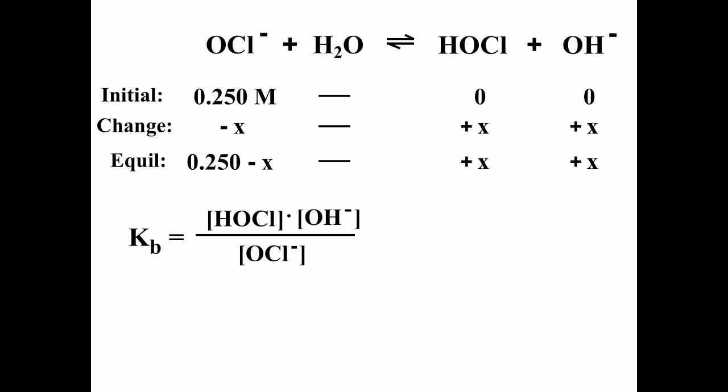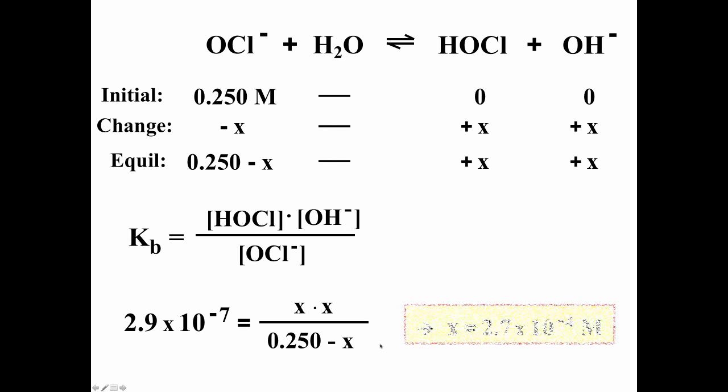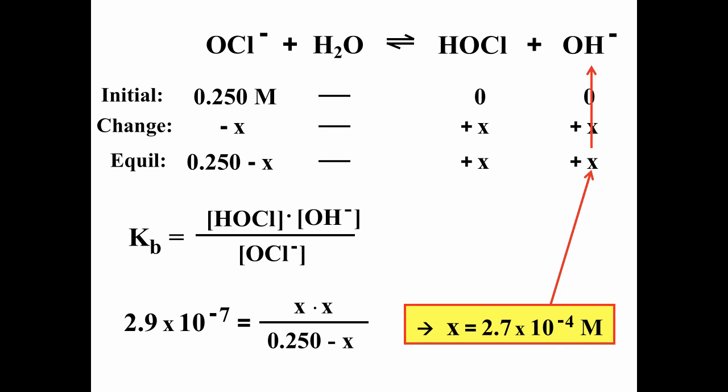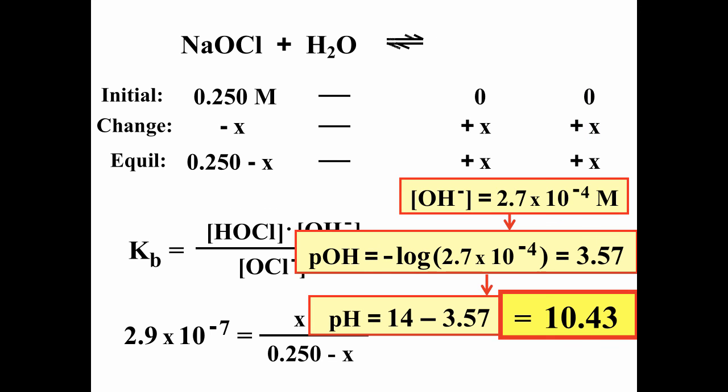We do our equilibrium constant, and again, it's for the base, so it's a K sub B for OCl minus. We just found out that the K sub B value for OCl minus is 2.9 times 10 to the minus 7th. So that's equal to X squared over 0.25 minus X. And when we solve, in this case, we get X equal to 2.7 times 10 to the minus 4th molar. Now, of course, that is the OH minus concentration, and we're interested in pH.